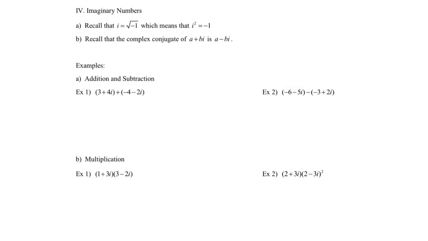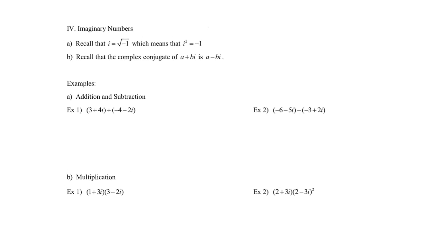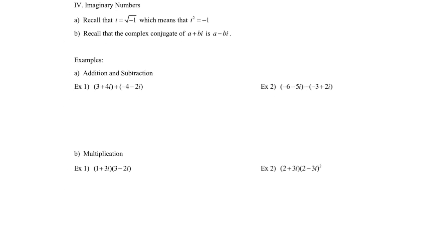Okay, fourth and finally, in this P chapter notes lecture, we want to discuss imaginary numbers. So just a couple of things to remember here from Algebra 2: i is equal to the square root of -1, which means that if you square it, you're going to get i squared is equal to -1. And recall that the complex conjugate of a plus bi is a minus bi.